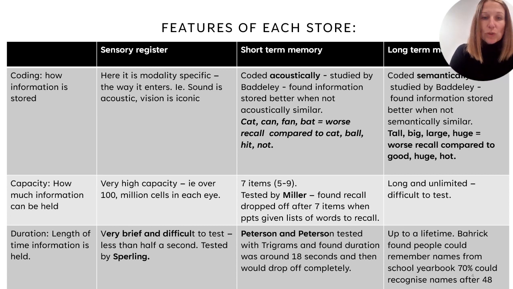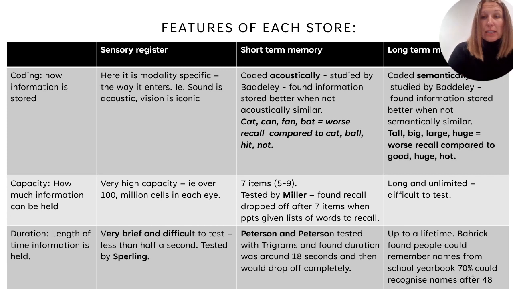And then for short-term memory, it's coded acoustically. So just learn that. Short-term memory is encoded acoustically. That was studied by Baddeley, and he gave lists of words that sounded the same and sounded different. He found that recall was better when the words sounded different, and he said that that was because they were stored acoustically. The ones that sounded the same basically all went in together and got jumbled up, and that's how they were stored. That's why he said that short-term memory was encoded acoustically, whereas the ones that sounded different had separate stores.